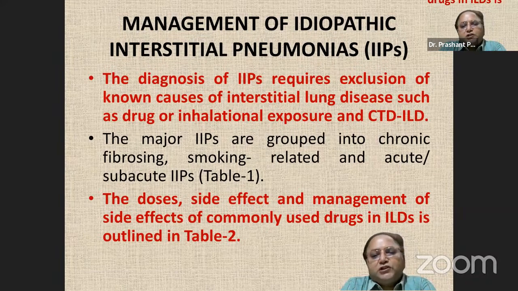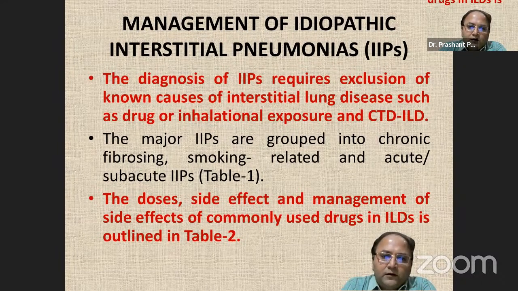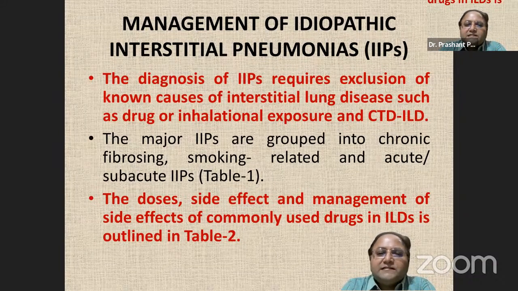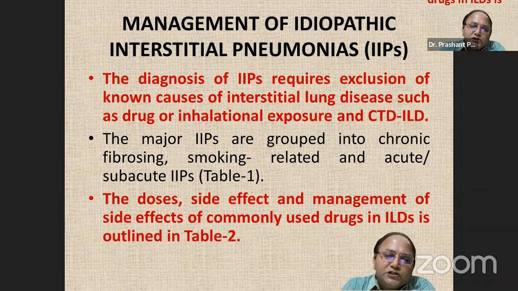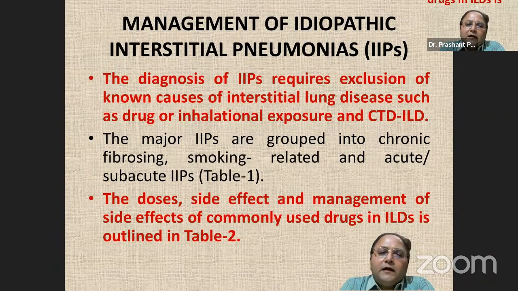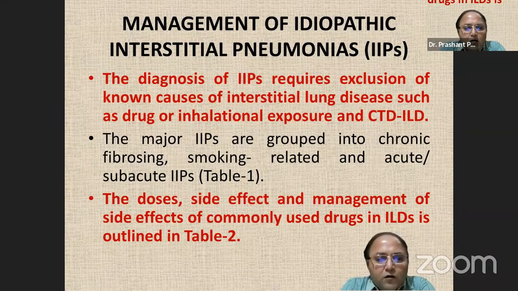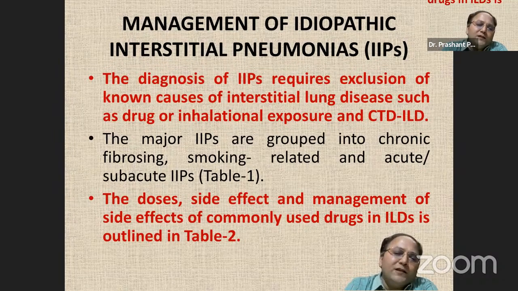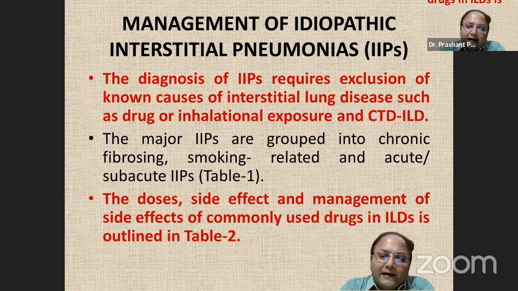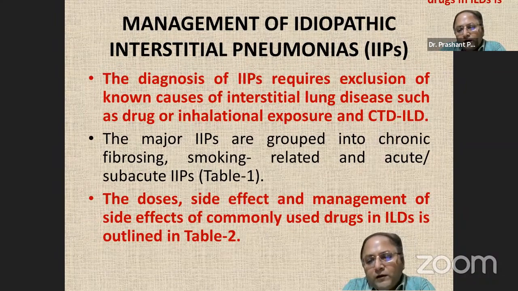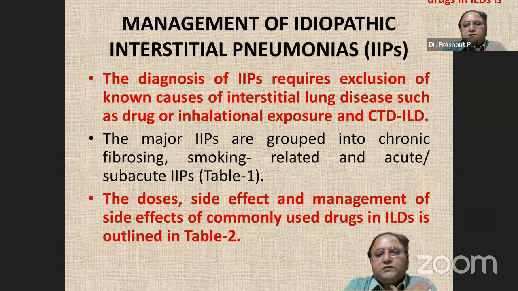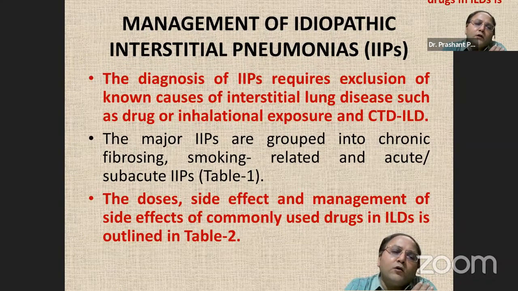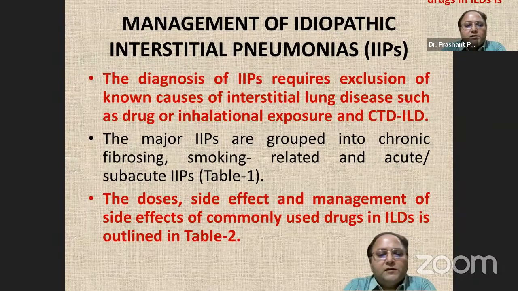Management of idiopathic interstitial pneumonias. First and foremost, you have to find out whether it is an idiopathic interstitial pneumonia. Because by the very diagnosis of idiopathic interstitial pneumonia, you have to exclude ILD due to drug or inhalational exposure or connective tissue disease ILD. And once you have done that, then you have to categorize the major idiopathic interstitial pneumonias, whether it is chronic fibrosing, smoking related, and acute or subacute idiopathic interstitial pneumonia.